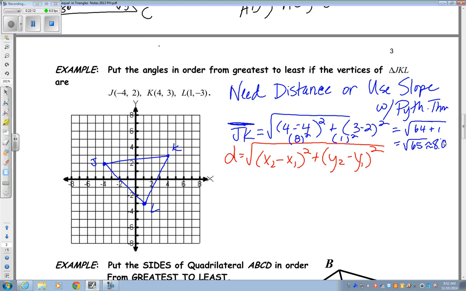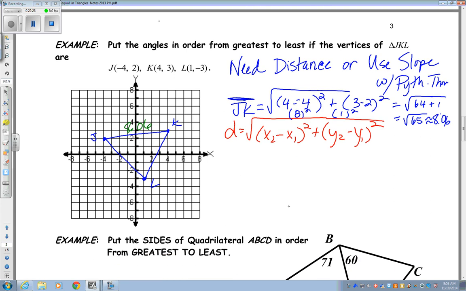8.06, okay. Alright, so now that's JK. I'm going to put 8.06 here for JK. So we have to do the same thing for the segments or the sides KL and JL. Right, are we going to still use the distance formula? Or do y'all want to do a different one?